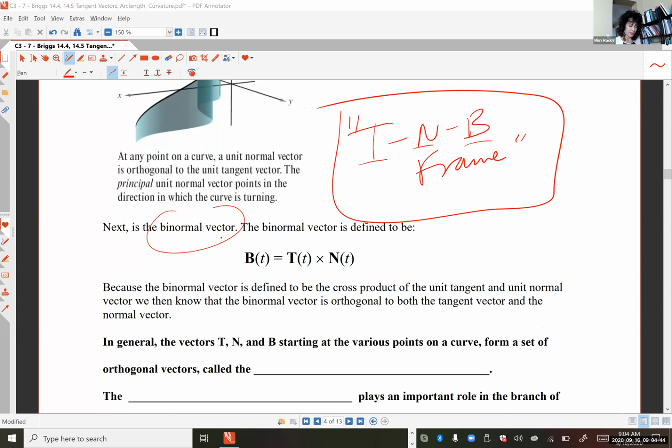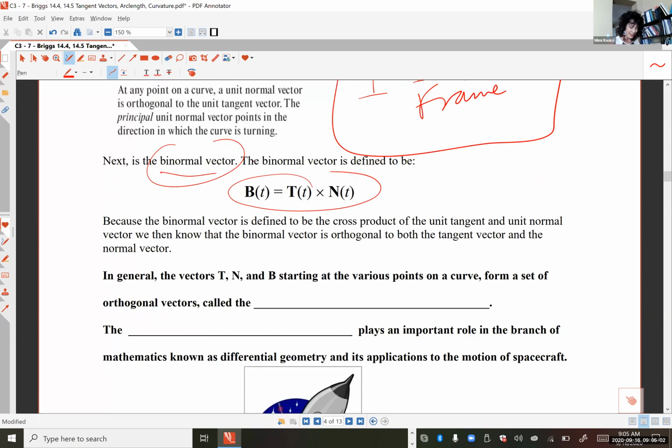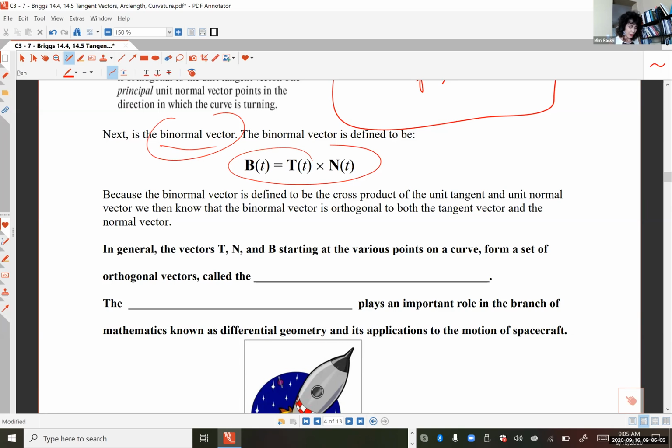The B stands for binormal. It sounds almost like some sort of psychological disorder. But anyway, the binormal vector is defined to be the cross product of the unit tangent and the principal normal vector. That's kind of cool because you know about cross product. So in general, the vectors T and B starting at various points on a curve form a set of orthogonal vectors. It's called the T and B frame, and it plays an important role in the branch of mathematics known as differential geometry. If you take a differential geometry class at UCSD, you're probably going to get into this.